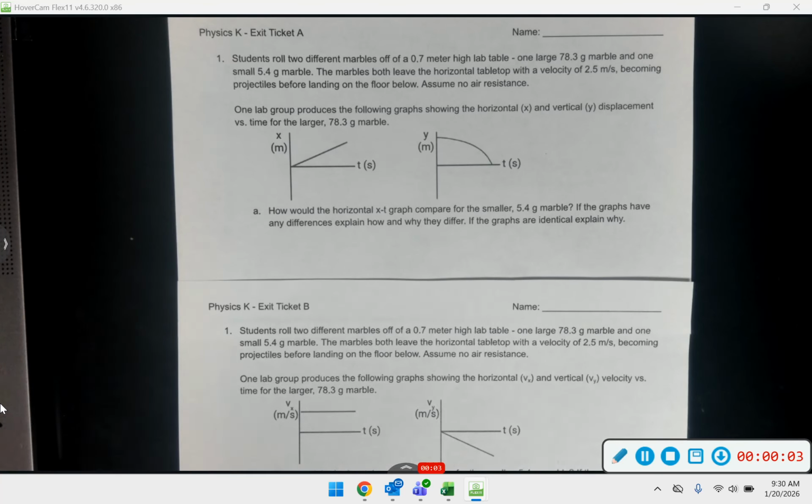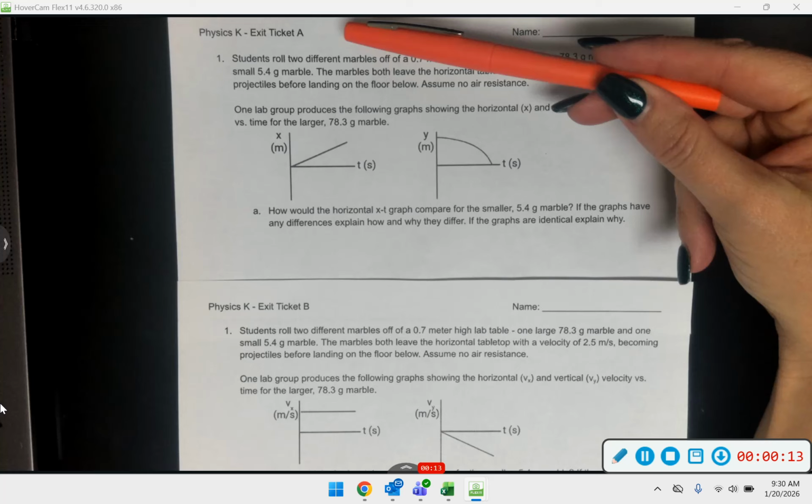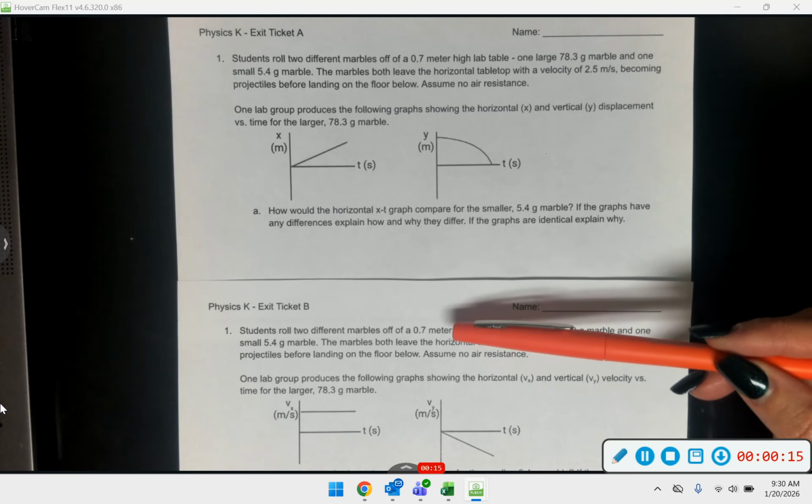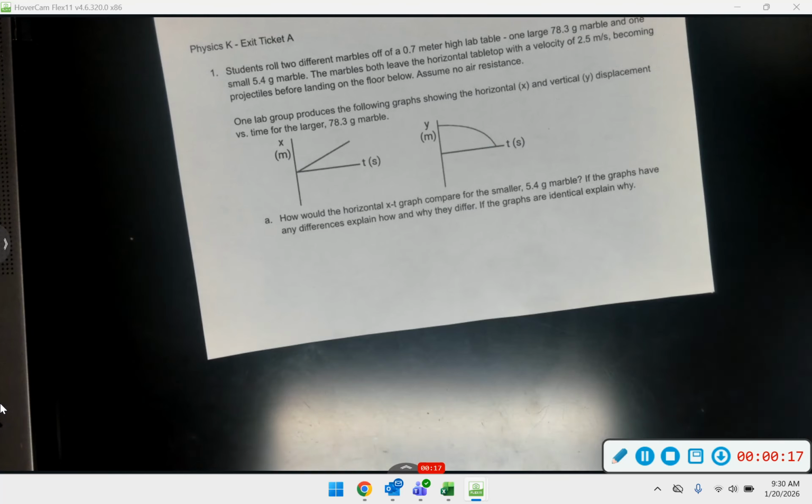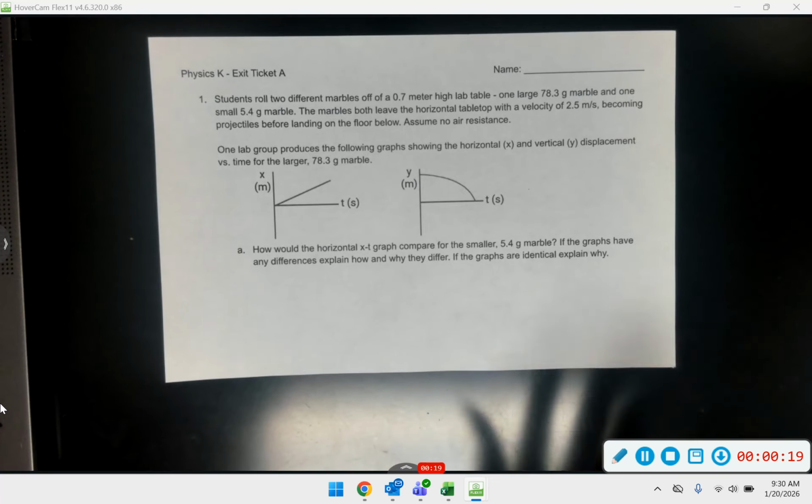Okay, this is the exit ticket that you received in your class today that was worth bonus points, or at least one of these. I'm going to go over the different forms. Here I have Form A and here I have Form B. We're going to start with Form A and then we'll talk about Form B in just a minute.